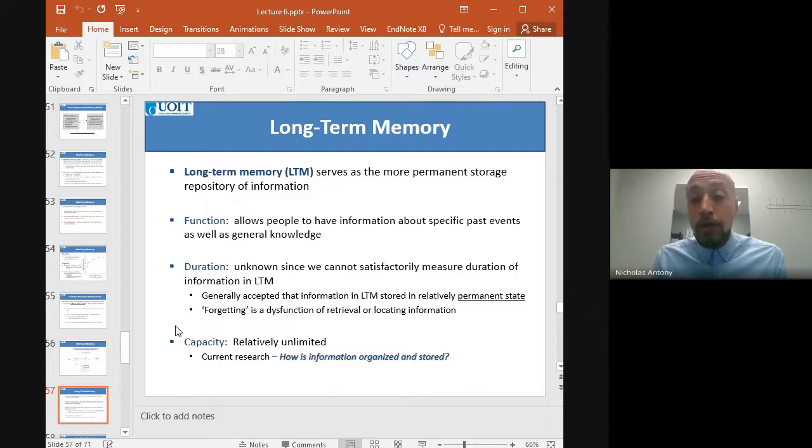So our long-term memory is a little bit different. This is the permanent storage of our experiences. It allows people to store all of the information that they have chosen or worked to remember. The duration of our long-term memory isn't 20 to 30 seconds. It's permanent. It's forever.